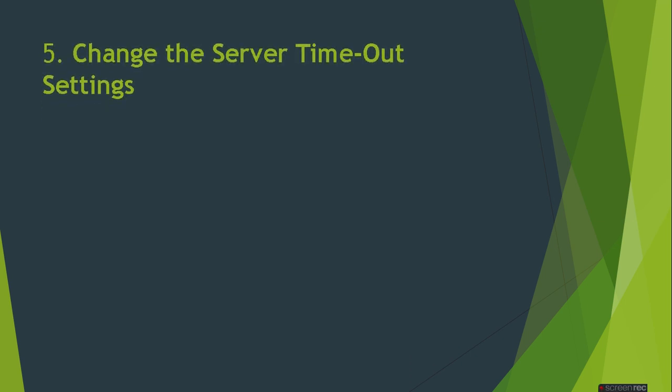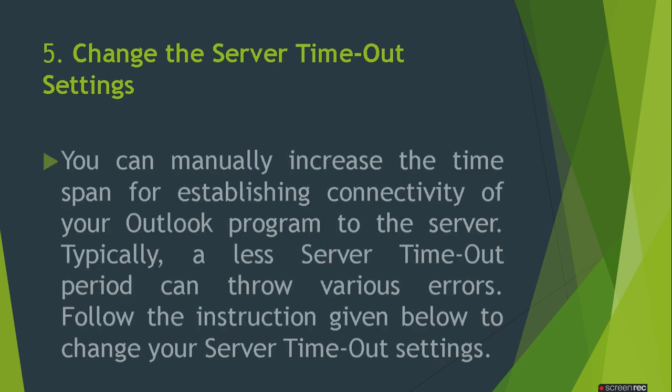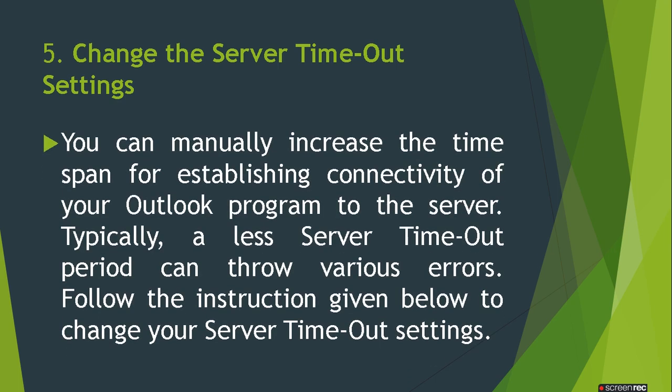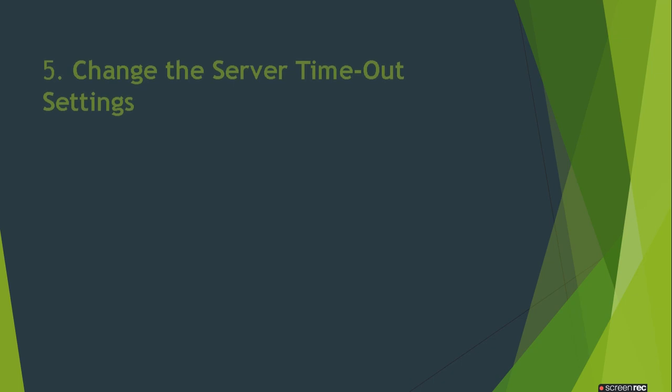Our fifth fix is to change the server timeout settings. For this, you can manually increase the time span for establishing connectivity of your Outlook program to the server. Typically, a short server timeout period can throw various errors. Follow the instructions given below to change your server timeout settings.